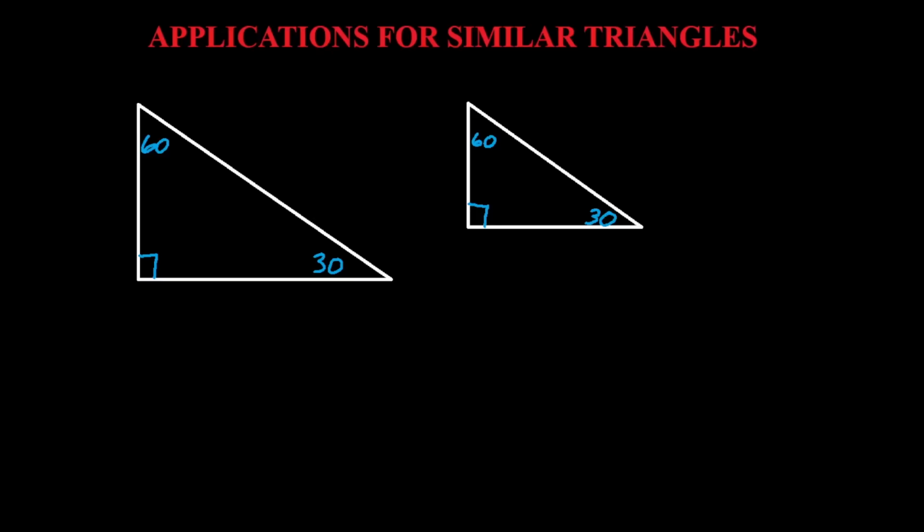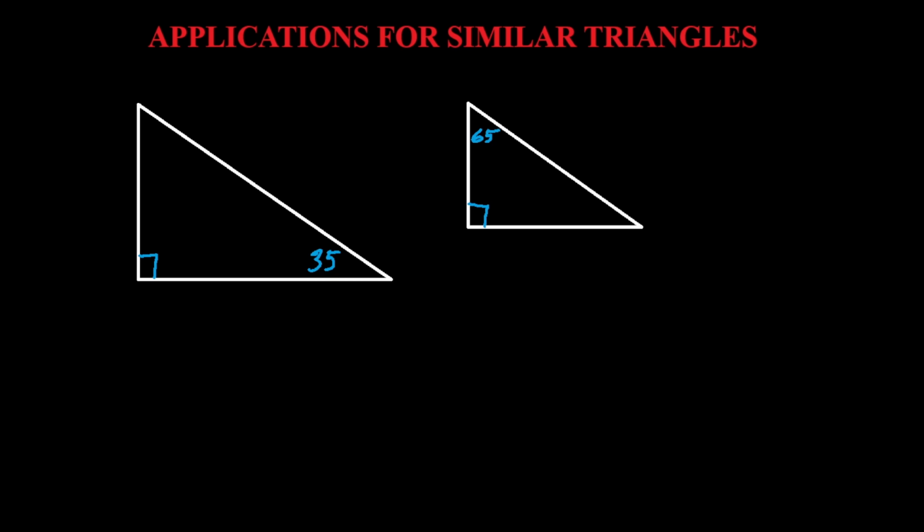Similar triangles have all three angles in common, but are different sizes. If the sides were the same and the angles were the same, then they would be congruent triangles. In this case, we're given two triangles and we're asked to try to find if they are similar or not.